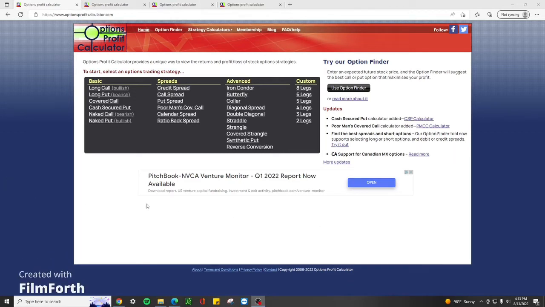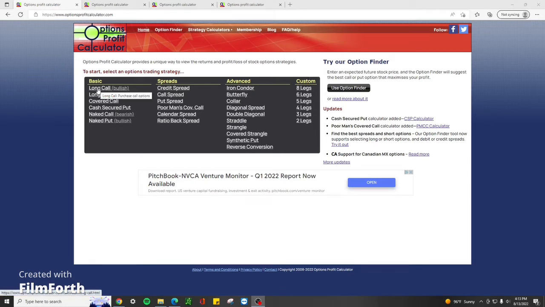Today we're going to be looking at the options profit calculator and how you can use it to analyze your option strategies before you enter into a position. Now, from the home screen here, notice you're going to have the basic option strategies. You have the spreads, advanced iron condors, butterflies, diagonals, and straddle strangles. You can also go custom depending on how extensive your knowledge is on options.